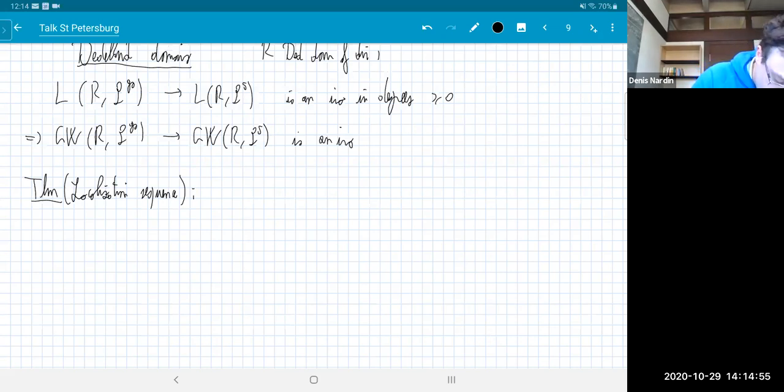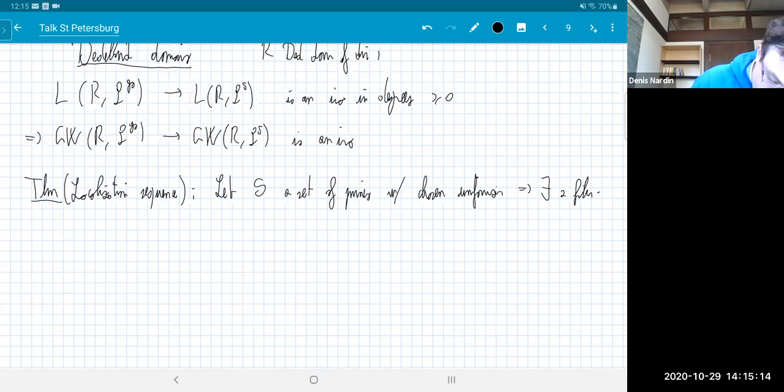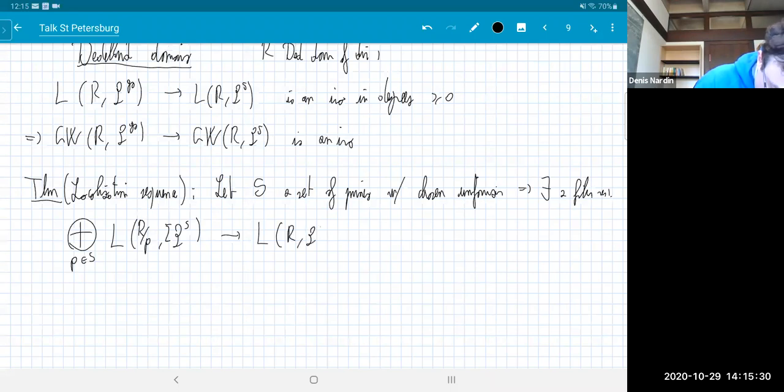So let S be a set of primes with chosen uniformizer, then there exists a fiber sequence. Let me put this for L, shifted, L of R mod P, L of R, and L of R with S inverted.